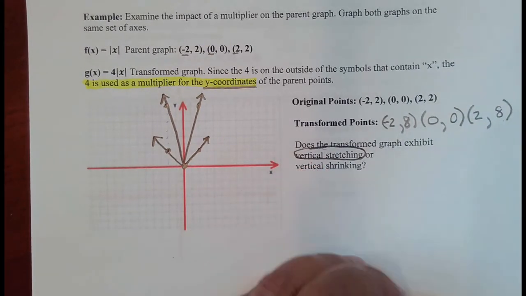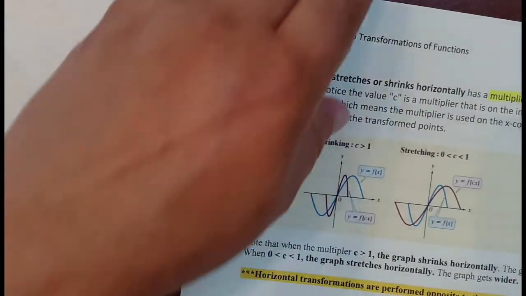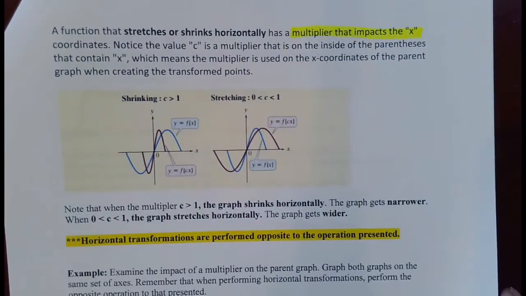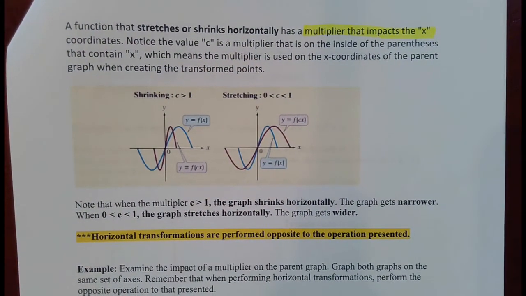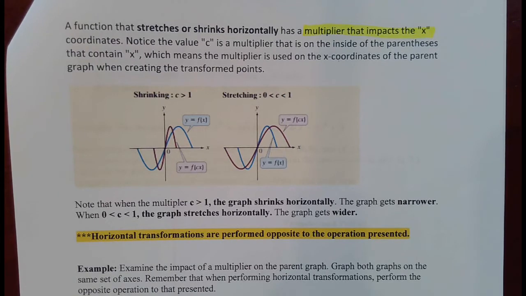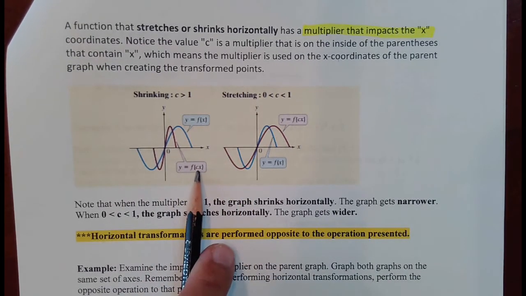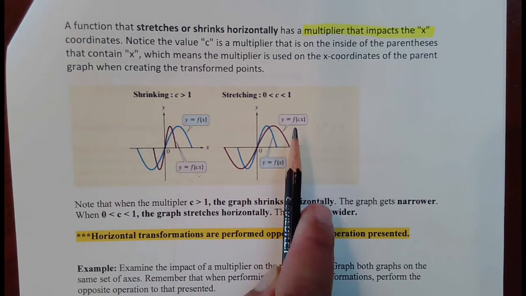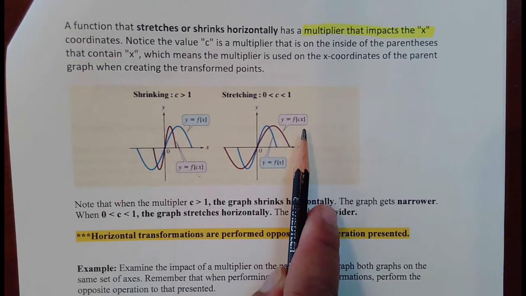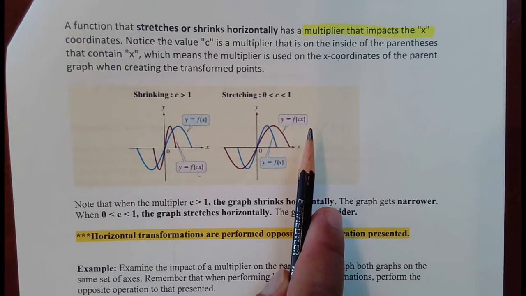We have what's called horizontal stretching and shrinking. A function that stretches or shrinks horizontally has a multiplier that impacts the x value or the x coordinates. Notice that the C is a multiplier that is on the inside of the parentheses this time. That multiplier is right up inside of there with the x, likewise on this picture. Now there are 2 different kinds of horizontal transformations that can occur. You can have a horizontal stretch or you can have a horizontal shrink.